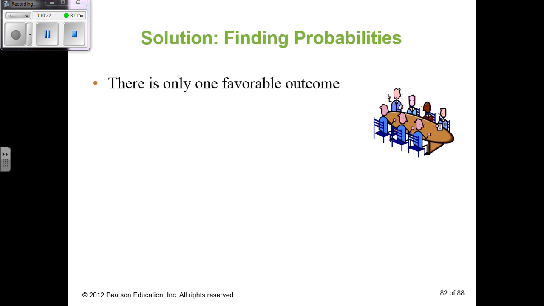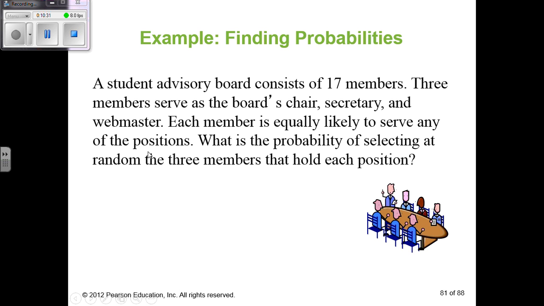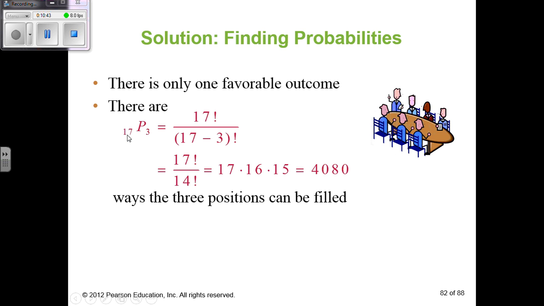Thus, it's going to be a permutation, and only one of those is a favorable outcome. Notice, we have a sitting board right now. So what's the probability of selecting at random the actual 3 members that hold each position? All right, so we had 17 students to choose from, and we're going to pick them 3 at a time where order matters, so it's a permutation. 17 factorial divided by 17 minus 3 is 17 times 16 times 15 times 14 factorial, divides out the 14 factorial in the denominator. So we have 4,080 different ways that we can select 3 students from this group of 17.